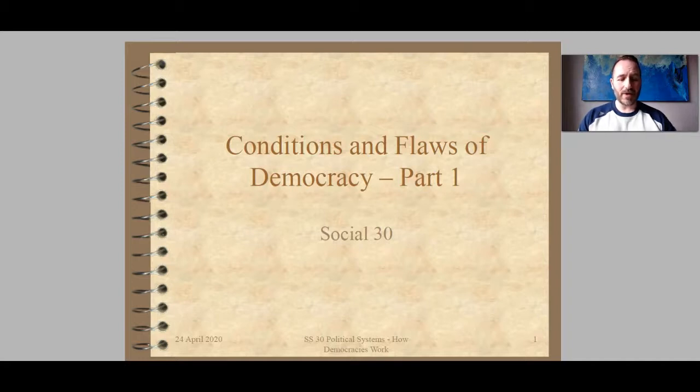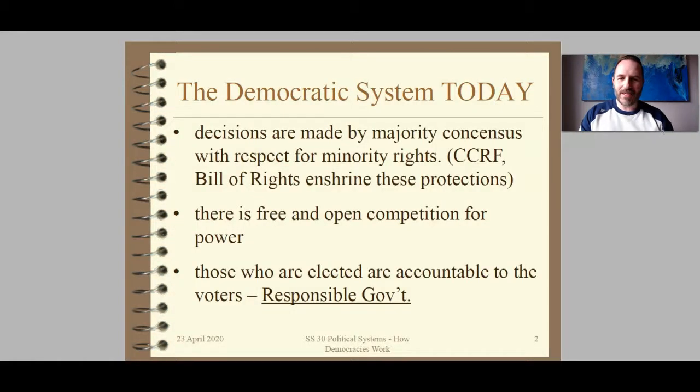And then we'll talk about how the same thing is starting to happen here in Canada as well. All right, so buckle up, Buttercup. Let's get at it here. So conditions and flaws of democracy. So what the heck is democracy?